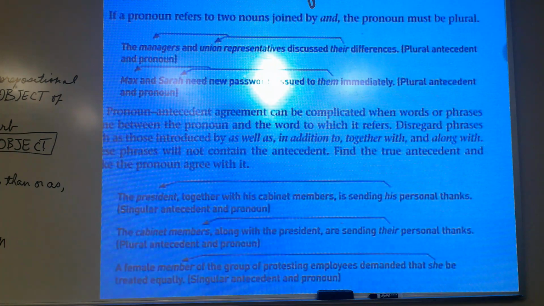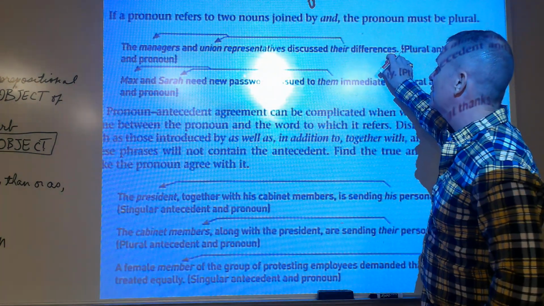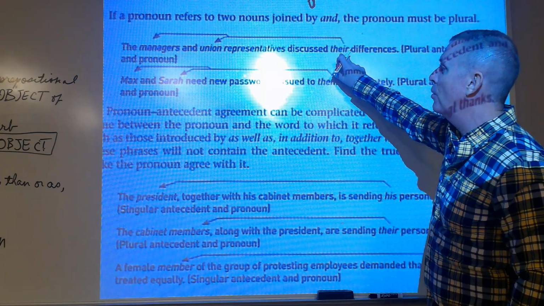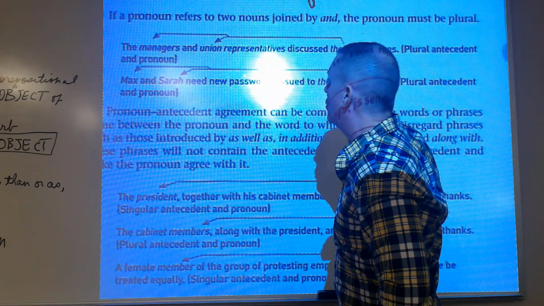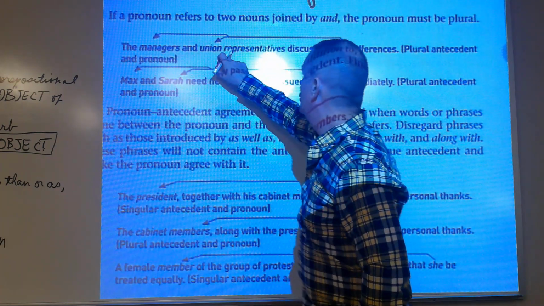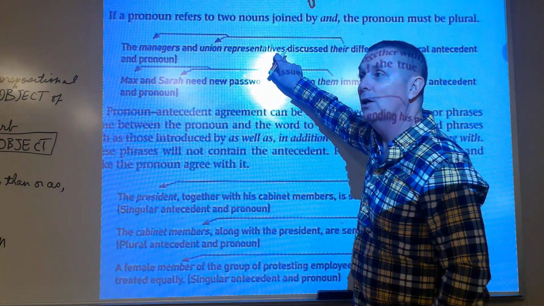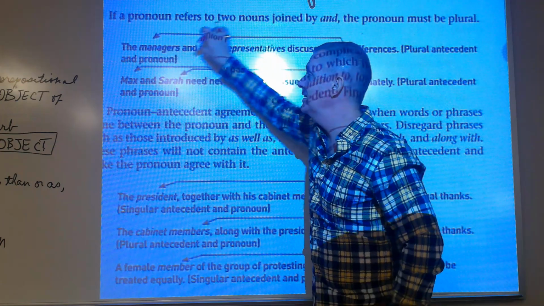Okay, the managers and union representatives discussed their differences. So the pronoun there refers to its antecedents. The word or group of words to which a pronoun refers is its antecedent. Managers, male and female. Union representatives, male and female. So I'm going to use a plural pronoun to refer to both of these groups.